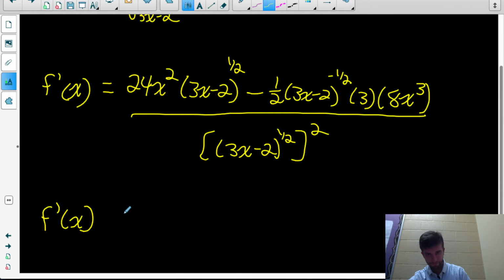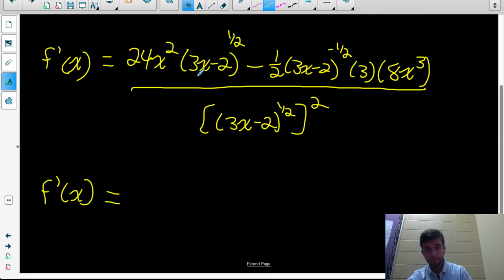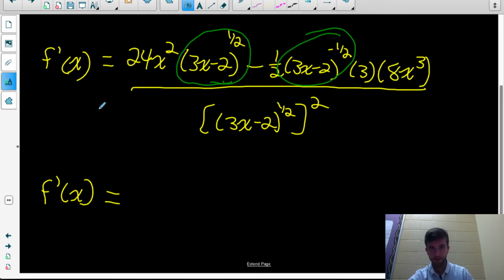First off, let's look at the numerator. I've got a 3x minus 2 factor with my first term and a 3x minus 2 factor in my second term. So I can common factor it out, but you always common factor out the one with the lower exponent. So in this case, negative a half is the lower exponent. So let's take out 3x minus 2 to the power of negative a half, and then divide both of the terms by what I took out.